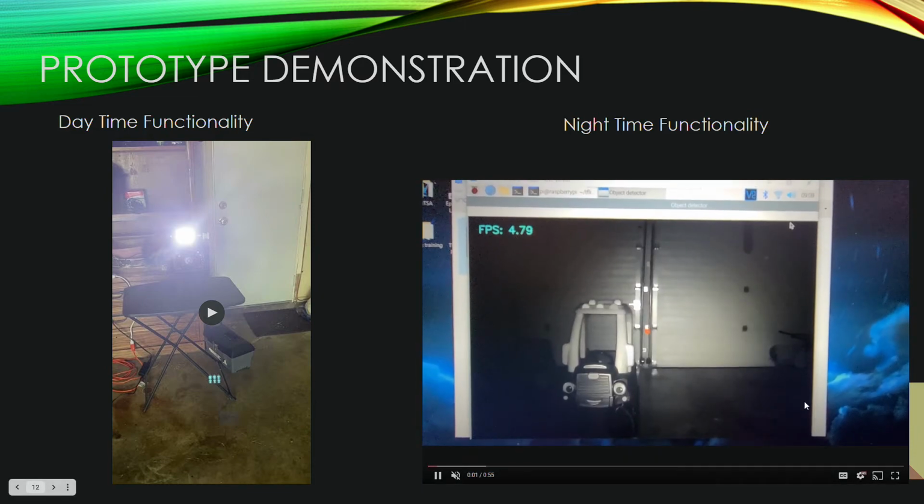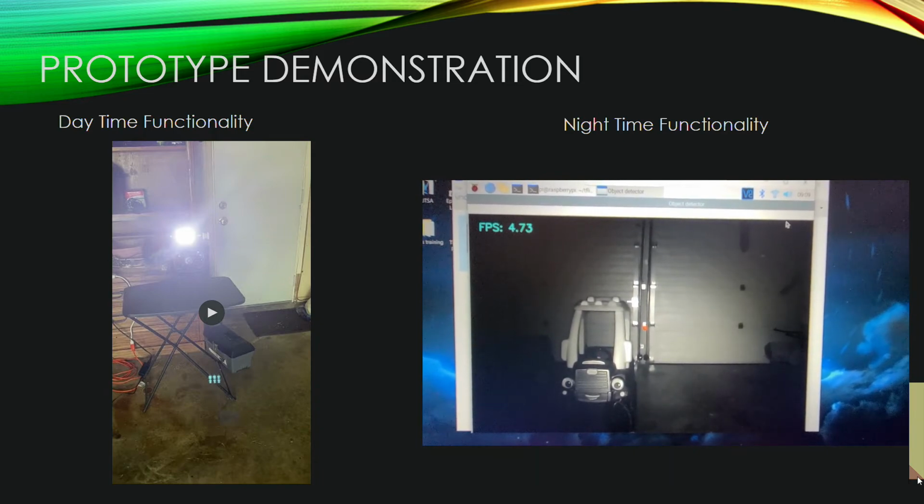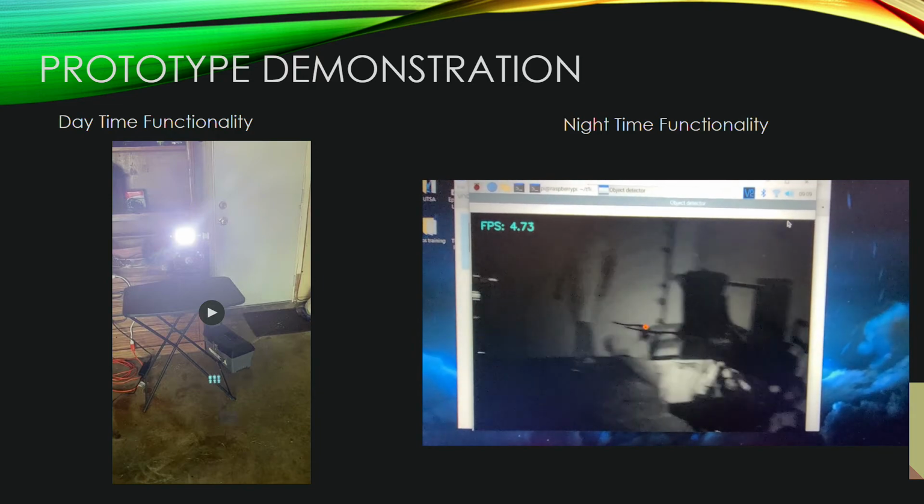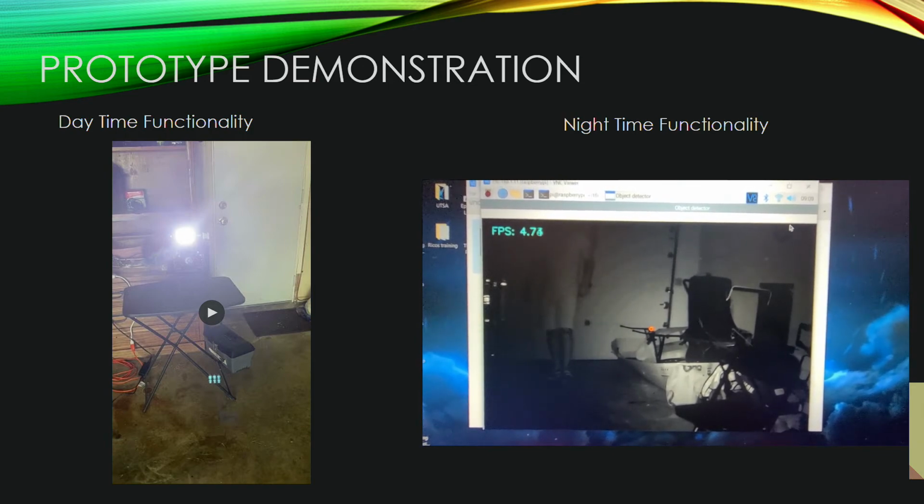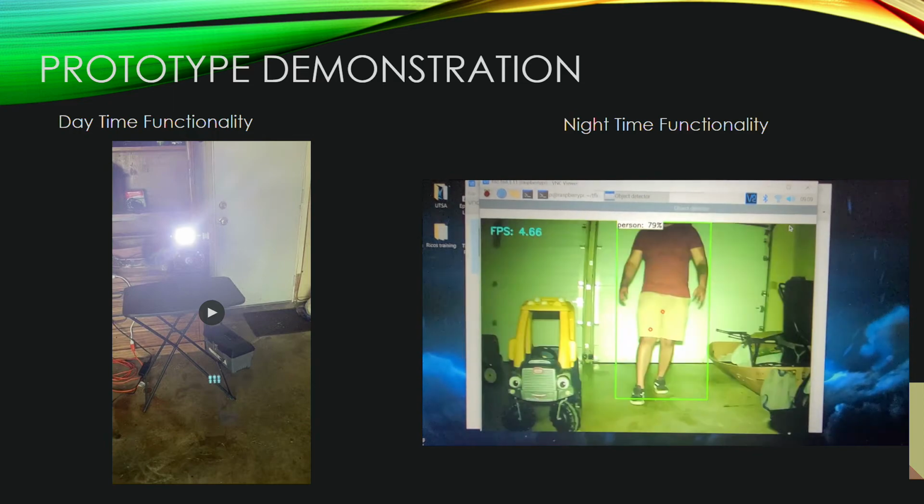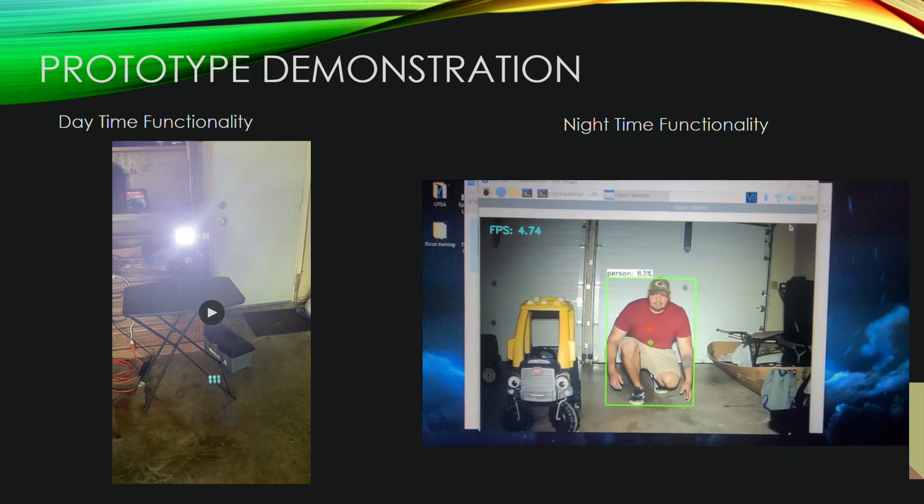Then here it is in nighttime. So right now it is waiting to detect a person, and then when it detects, it'll move in the X direction, and then whenever it's on the center, it turns on the light and keeps tracking.